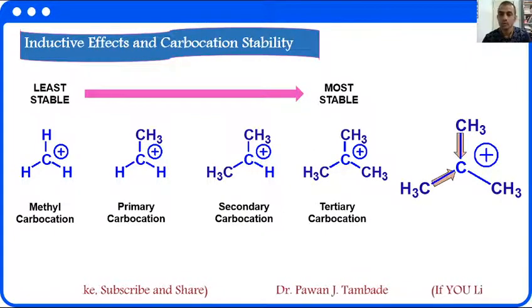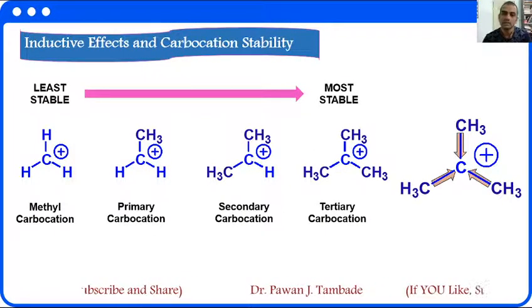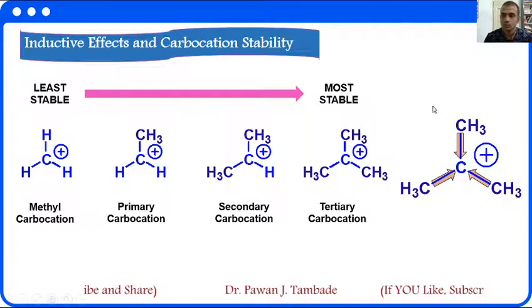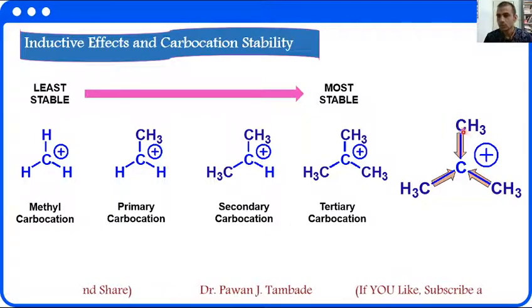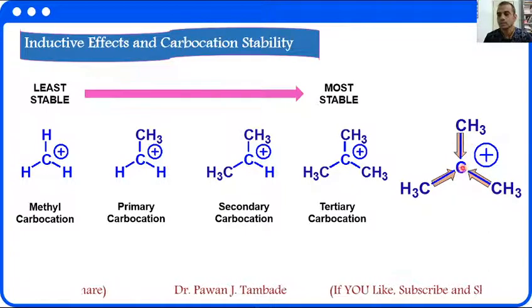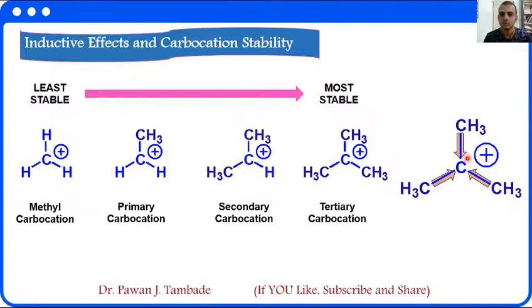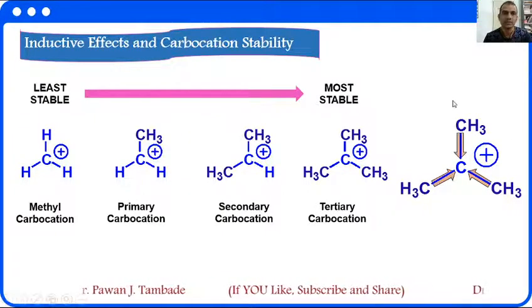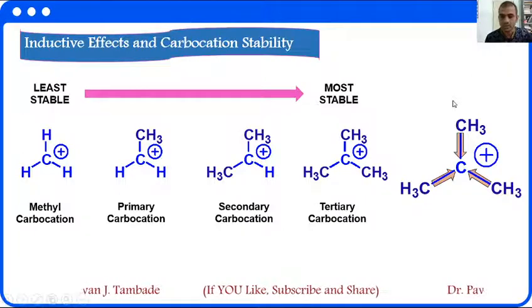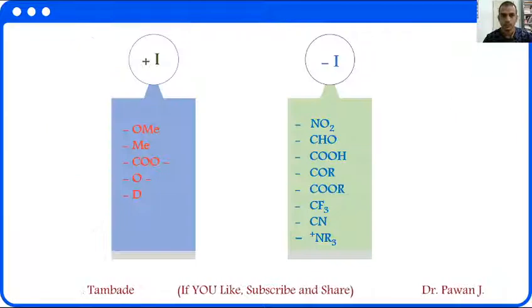Now this tertiary carbocation is more stable because these 3 CH3 groups show a tendency to donate electrons to this partially positive carbon atom, and thus this positive charge decreases to some extent. So this is the effect of inductive effect on stability of carbocations.